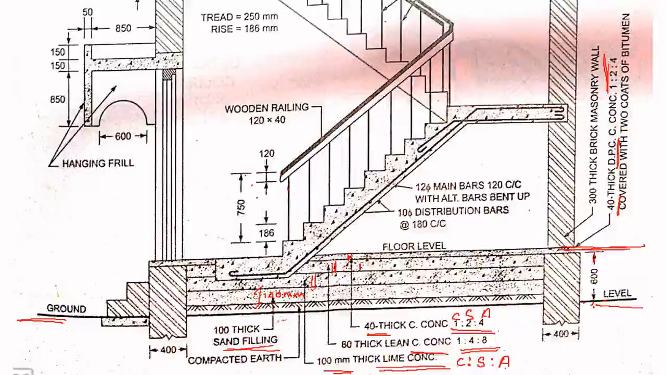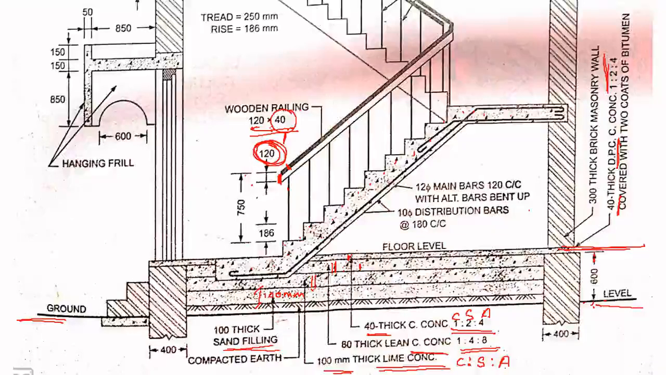Now, see this distance, that is the handrails. The thickness of the handrails is 120 mm. See, this is a wooden railing given as 120 by 40, that is 120 thickness and 40 is the width. This distance is 120 and the width will be 40, that is why it is 120 cross 40. Now, see here you have concrete fillings.